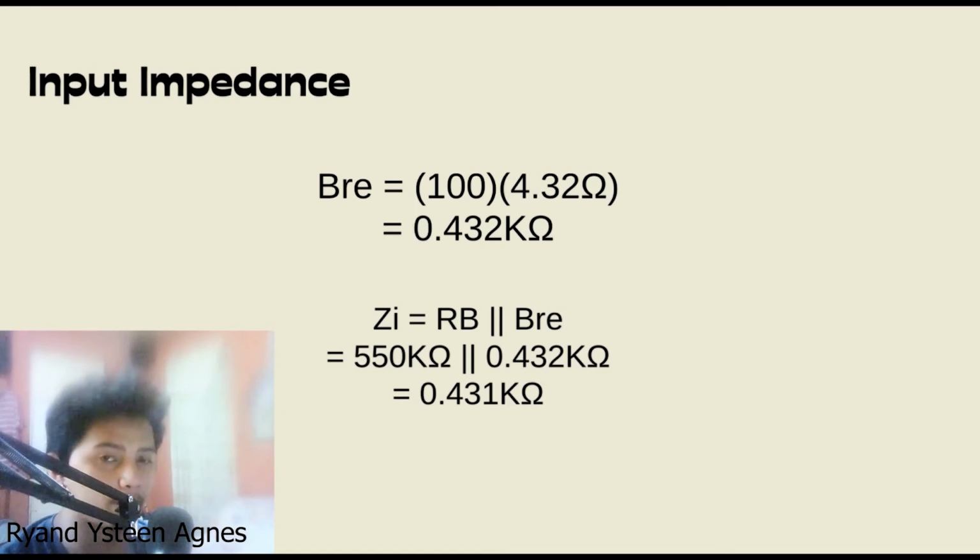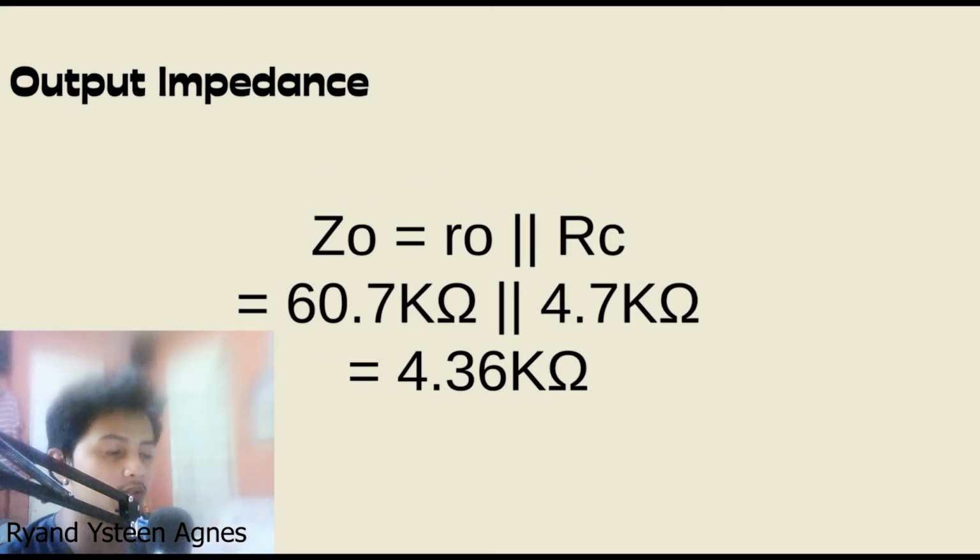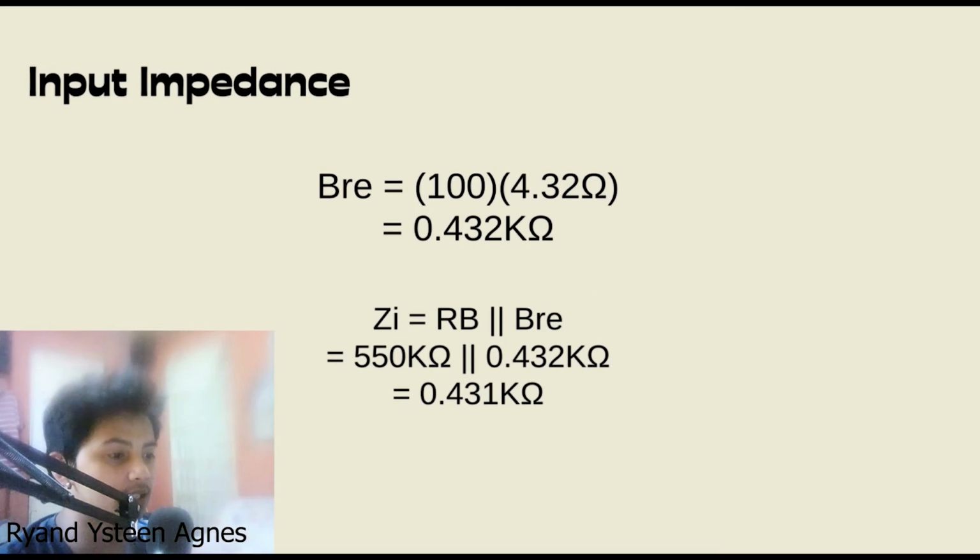550 kilo ohms parallel to 0.432 kilo ohms is equal to 0.431 kilo ohms. Next is the output. The formula of the output is RO parallel to RC. Just simply put down all the values and you can solve it. 60.7 kilo ohms parallel to 4.7 kilo ohms is equal to 4.36 kilo ohms.